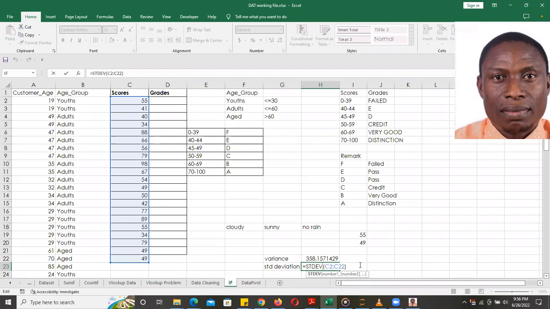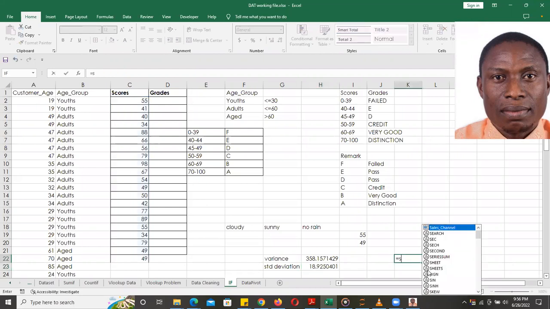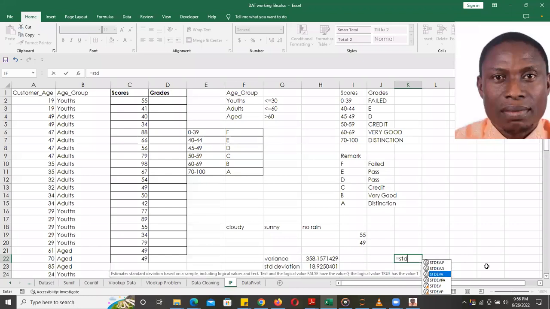We have some other functions that have to do with standard deviation. You can see this one is for population, this is for sample. We have lots of them, but the one we are making use of is STDEV. That's standard deviation.